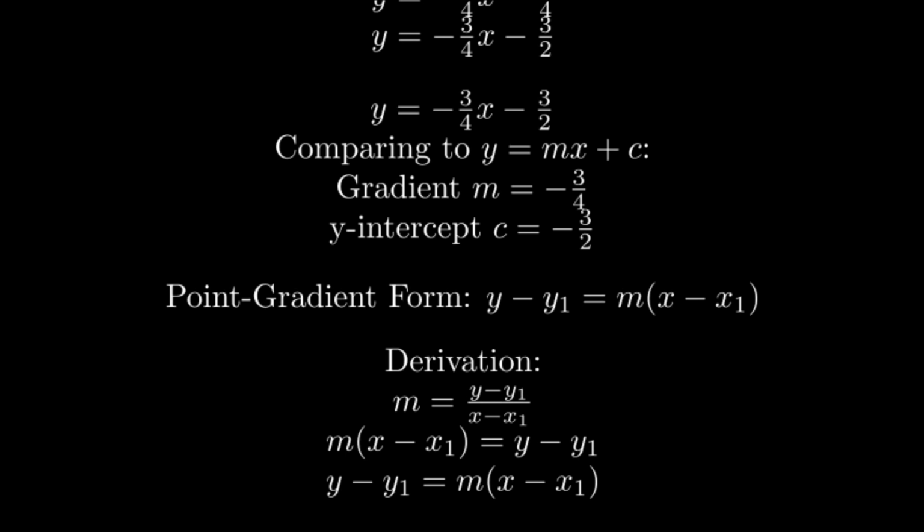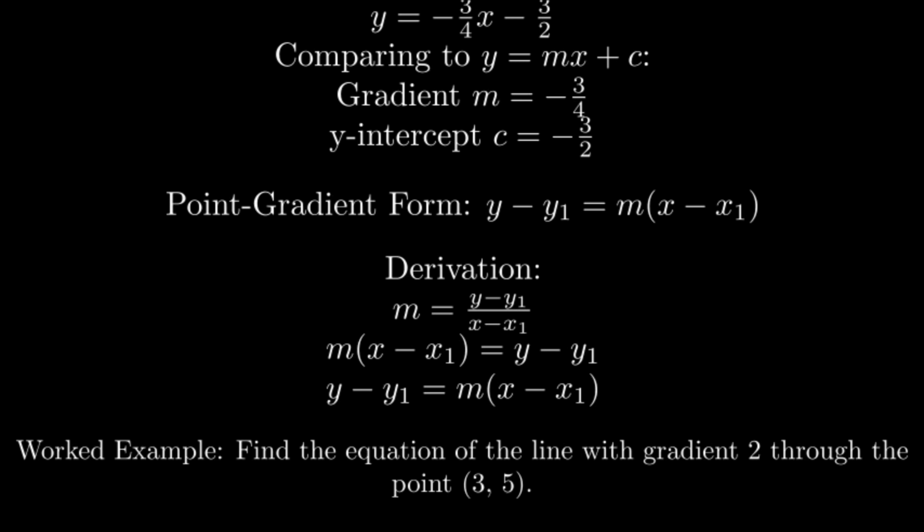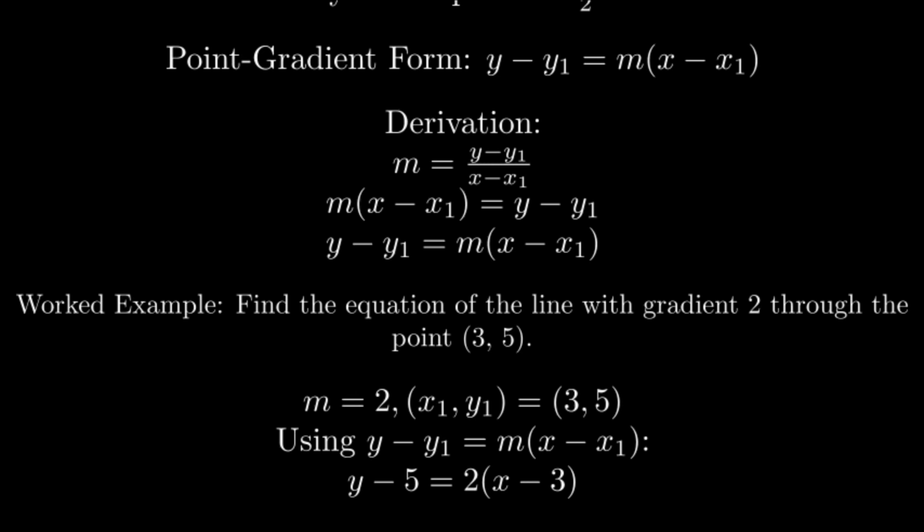Let's use it in an example. Let's find the equation for a line with gradient 2 that passes through the point 3, 5. Here we have m equals 2, x1 equals 3 and y1 equals 5. We substitute these values directly into the point gradient formula. y minus y1 becomes y minus 5, and m times x minus x1 becomes 2 times x minus 3. So the equation is y minus 5 equals 2(x minus 3). Often, this is a perfectly acceptable final answer, unless you're asked to put it in another form.